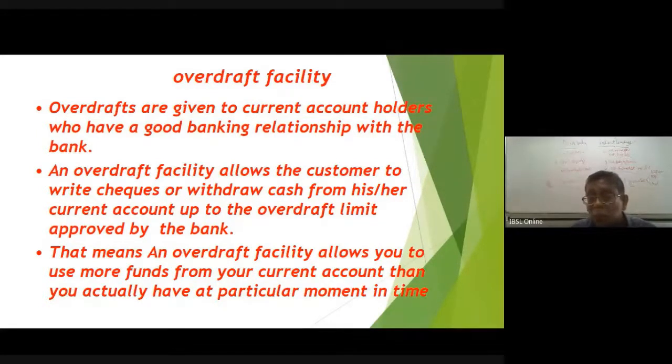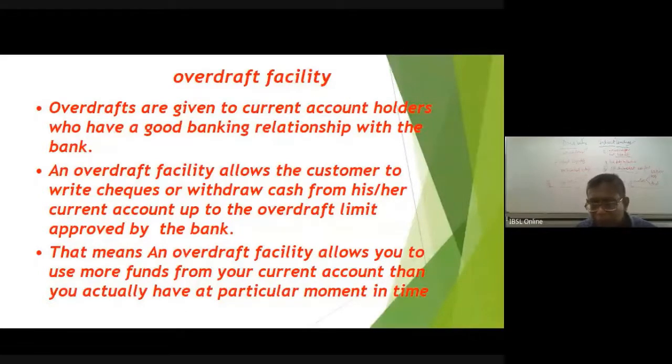Suppose you're not maintaining your current account properly. Banks do not give an overdraft facility to that customer. That is why a good banking relationship plays an important role. That's the first point. The second point: an overdraft facility allows customers to write checks or withdraw cash from their current account up to the overdraft limit approved by the bank.